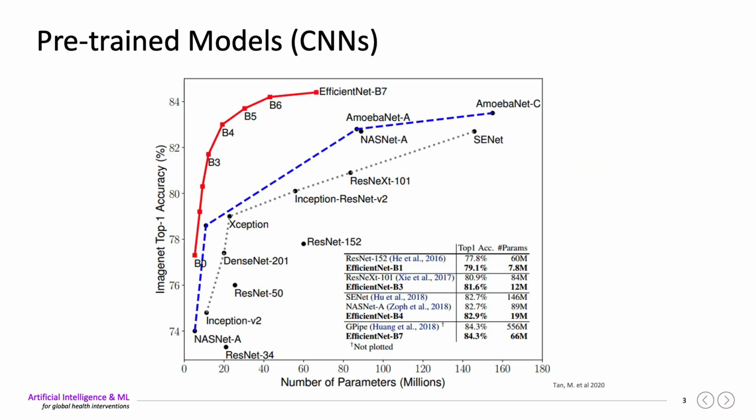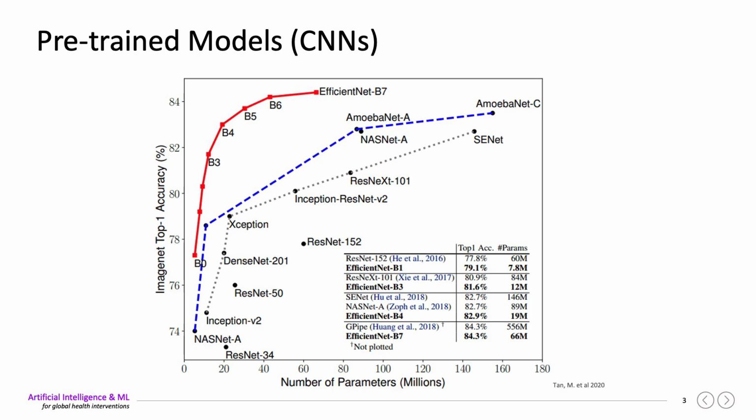This slide shows pre-trained convolutional models plotted as ImageNet top 1 accuracy against the number of parameters in millions, from Tan and colleagues in 2020. The red curve traces the EfficientNet family, from B0 in the lower left up through B7 in the upper right, reaching above 84% top 1 accuracy.